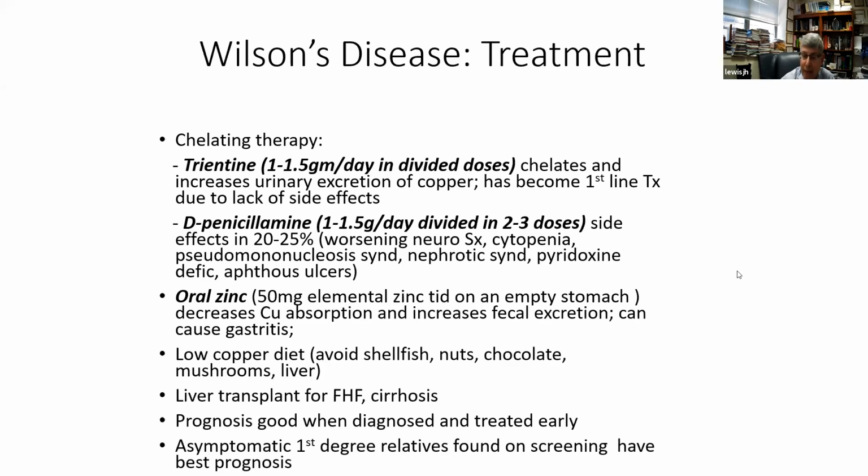We use trientine, which is a chelator of copper. We use that often in combination with oral zinc. Zinc competes in the intestine for copper absorption, and so it increases the fecal excretion of copper. The low copper diet is shellfish, nuts, chocolate, mushrooms, and of course, liver. And interestingly, liver transplant for these patients is curative.